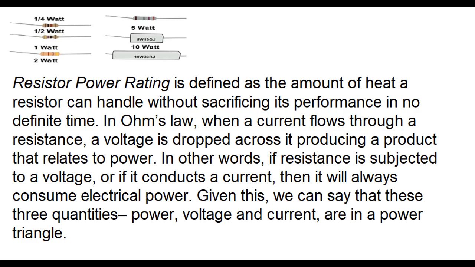Resistor power rating is defined as the amount of heat a resistor can handle without sacrificing its performance for an indefinite time. In Ohm's law, when a current flows through a resistance, a voltage is dropped across it, producing a product that relates to power. In other words, if resistance is subjected to a voltage, or if it conducts a current, then it will always consume electrical power. Given this, we can say that these three quantities, power, voltage and current, are in a power triangle.